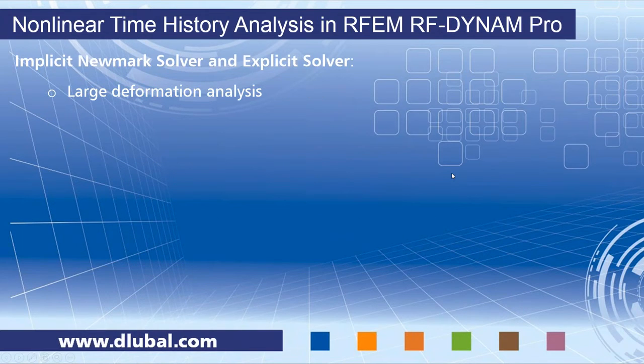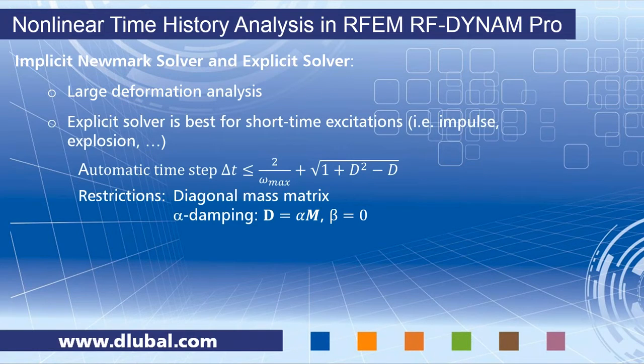I just want to quickly discuss the differences to RFEM. In RFEM, we offer two solvers for the nonlinear time history analysis. We have the implicit Newmark solver and the explicit solver. RFEM offers the large deformation analysis, and the explicit solver is best for short time excitations, for example impulse or explosions. It is a conditionally stable process, so the time step needs to be smaller than the stable time increment.